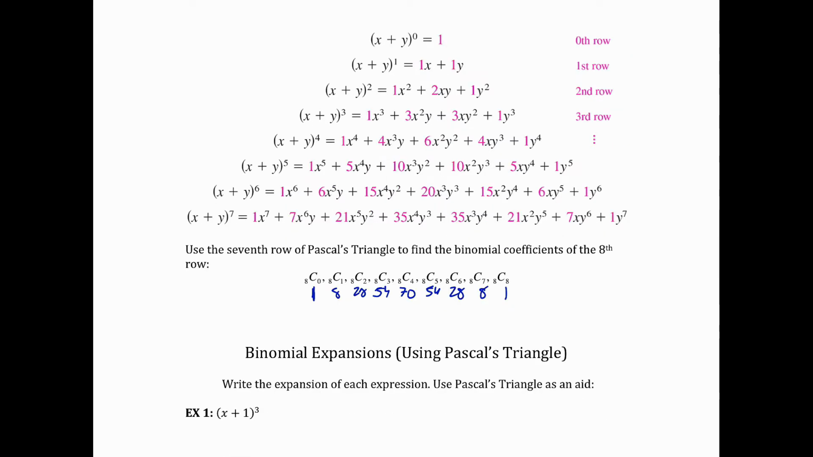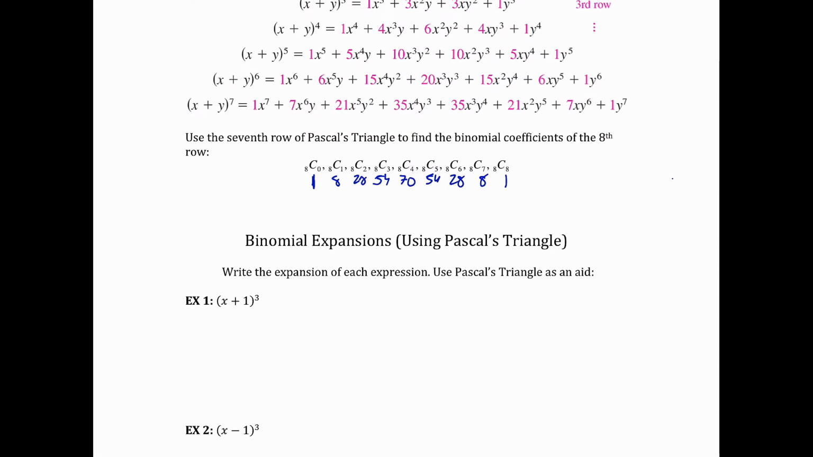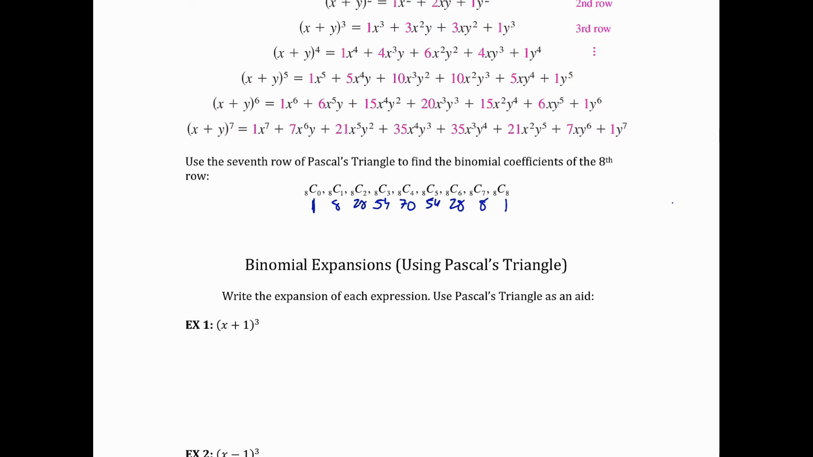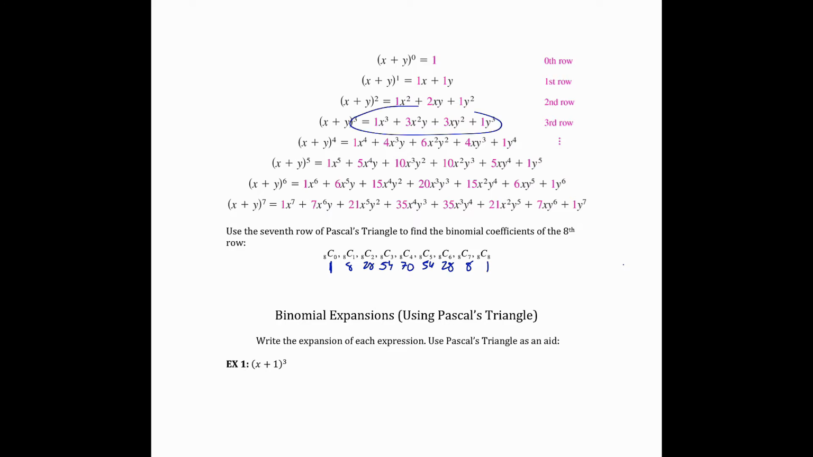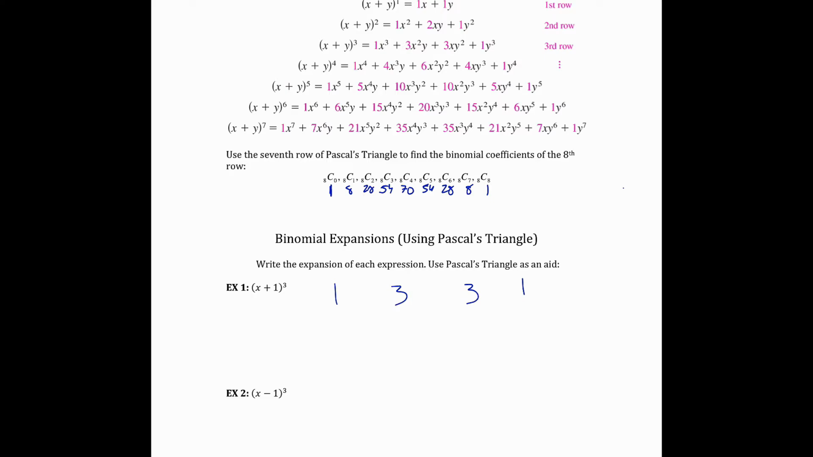Now, for binomial expansions, we're going to use this pattern. I'm going to show you a structure that you can use to help us out with this. So, x plus 1 to the third. What I'm going to suggest is we go to row 3 of Pascal's triangle, following this pattern here. So I'm just going to write down those coefficients of 1, 3, 3, 1. And I'm going to leave them spaced out. Below that, we're going to identify some patterns.